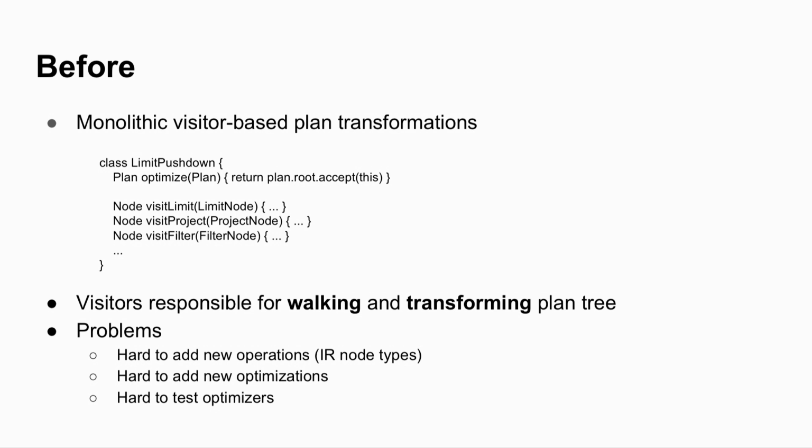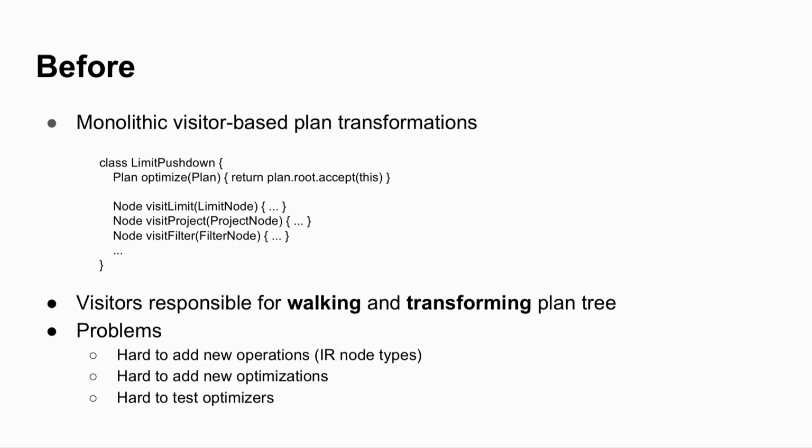It's hard to add new optimizations because every optimizer has to implement all the visit methods for every single node. So you have to reason about how a given optimization has to deal with every possible node, even though the optimization may be irrelevant for that specific type of plan node. It's also hard to add new operations or new capabilities to the engine. For example, if we wanted to add sorting, it means we had to add a new operation, and then touch every optimizer to tell them how to deal with that node. So we have the opposite problem there. And because they are monolithic, it's hard to test the optimizers.